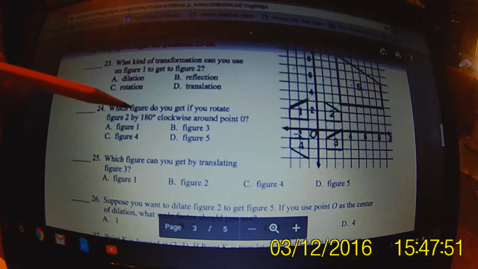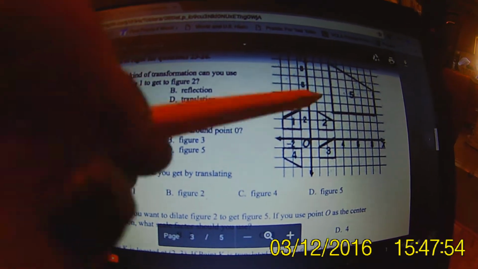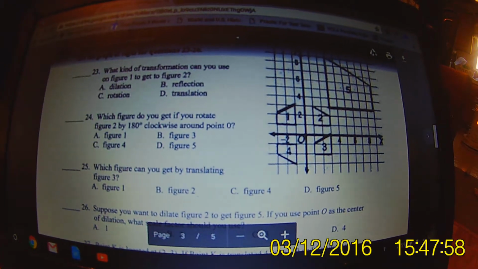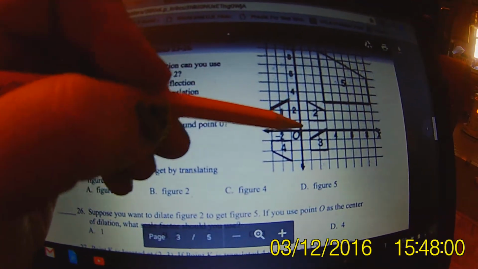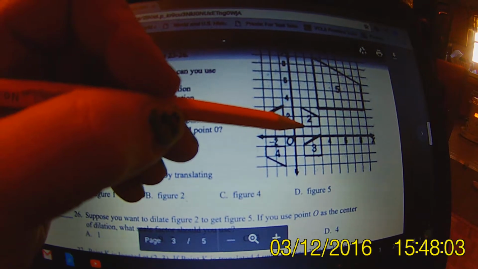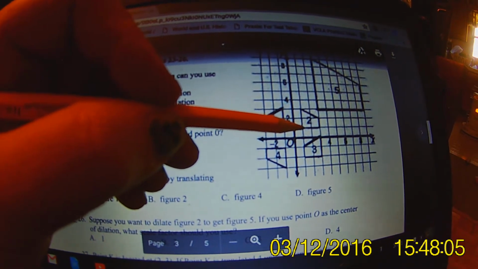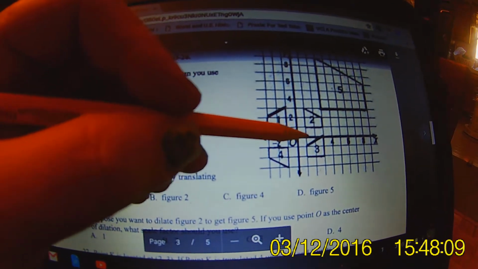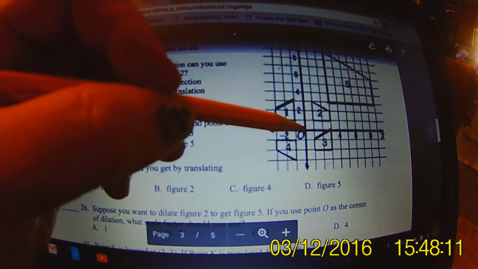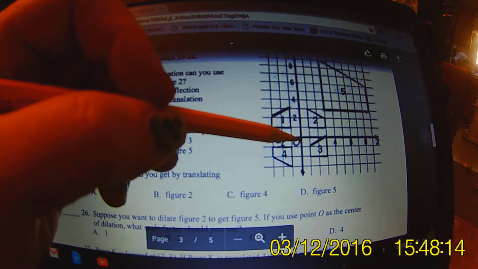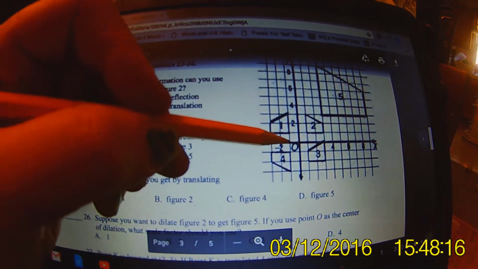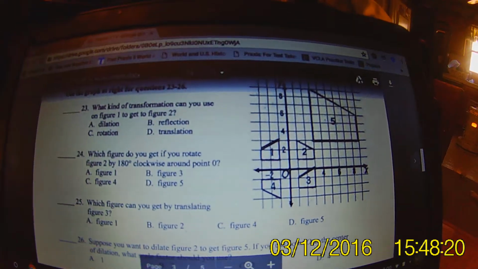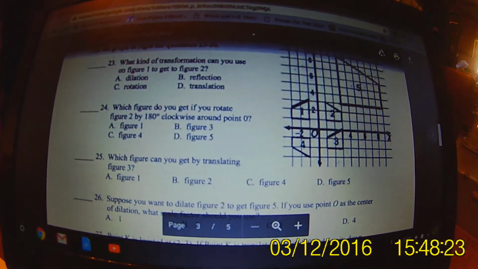It says, which figure do you get if you rotate figure 2 180 degrees around point O? Well, let's think of this point. This point here is 1, 1. So 180 degrees would be negative 1, negative 1. Here, this point is 3, 1. If I switch it 180 degrees, it would be negative 3, negative 1. Right there. So 4 is the figure that is rotated 180 degrees.